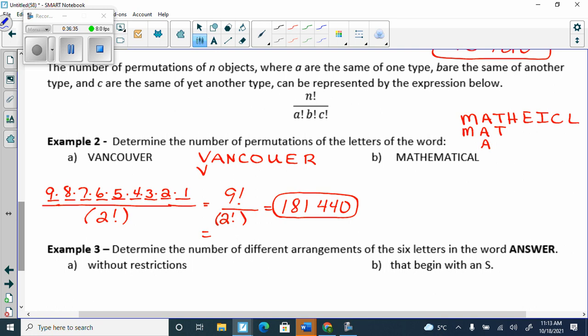So, mathematical has how many letters? 12. Do I have to go 12 blanks, then go 12 times 11 times 10 times 9 times 8, or could you just go 12 factorial, knowing that we now know that? We're going to do that. And then on the bottom, we're going to have 2 factorial for the n's, 3 factorial for the a's, 2 factorial for the t's. Do not put 7 factorial. That would mean that you have 7 of the same letter. Do we have 7 of the same letter? No, we have 2 of one, 3 of the other, 2 of the other.